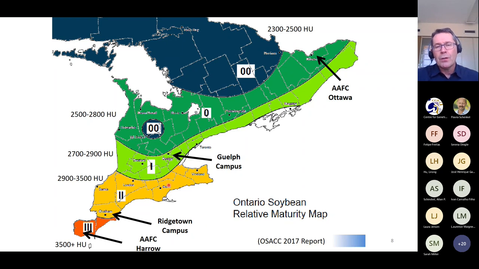What we can grow in Ontario, and that's quite a lot of maturity groups for a relatively small region, is from 00 to group 3. Those are the maturity groups we grow. So my mandate for soybean cultivar development is from 00 to group 1. And then around London, Milad takes over and develops varieties for southwestern Ontario that are later maturing.